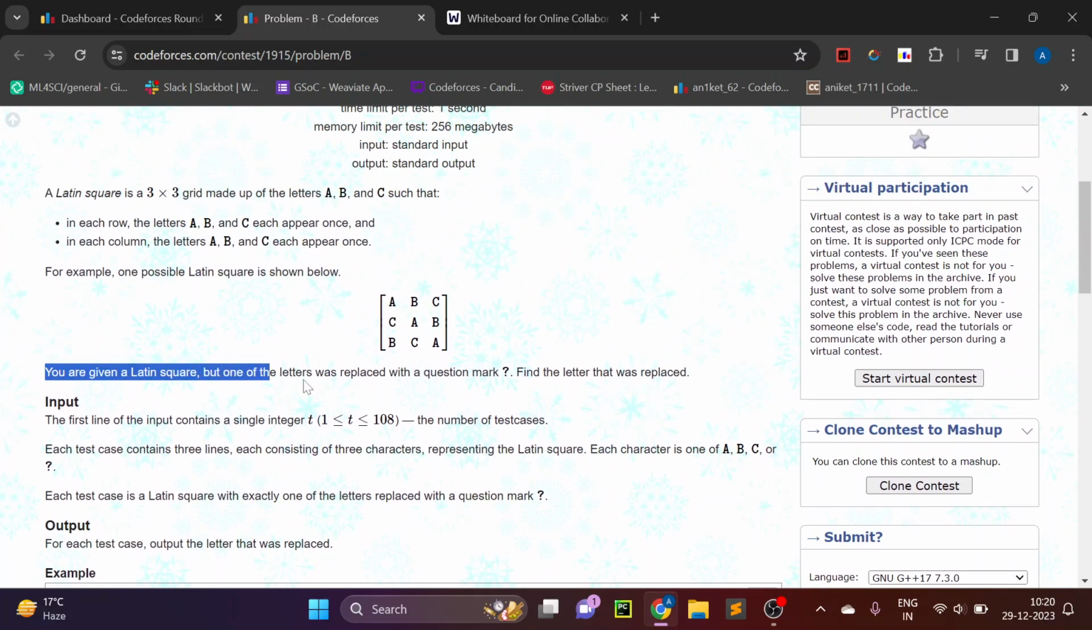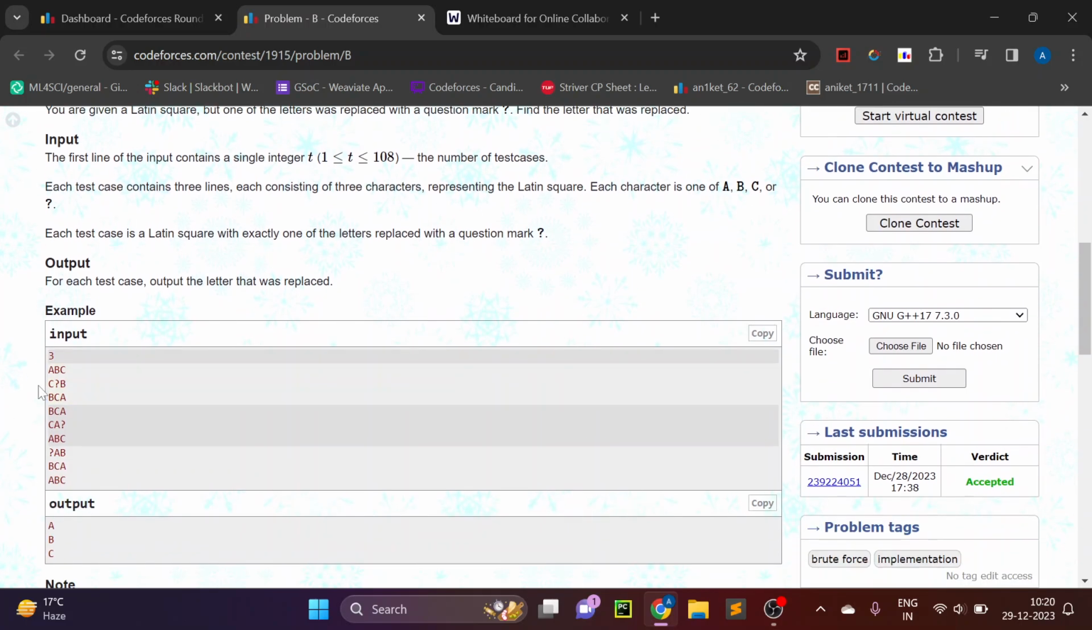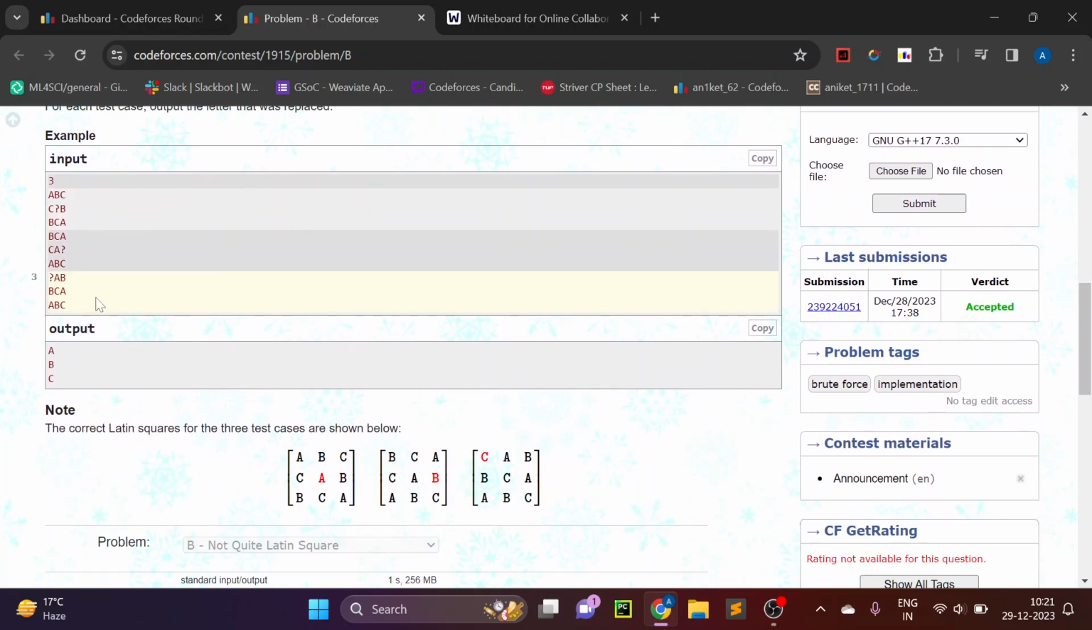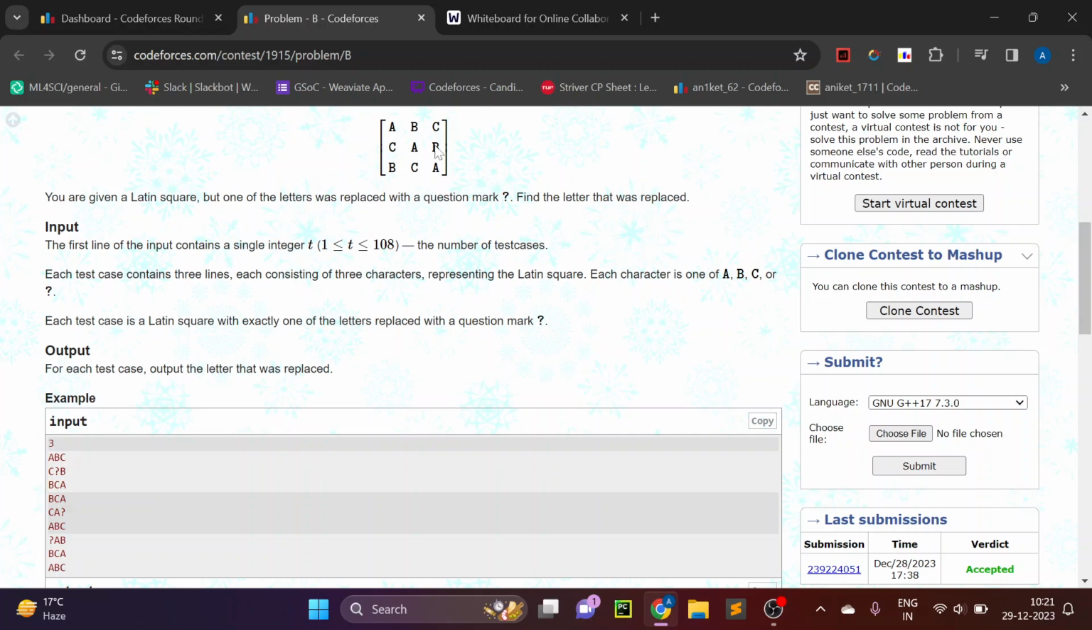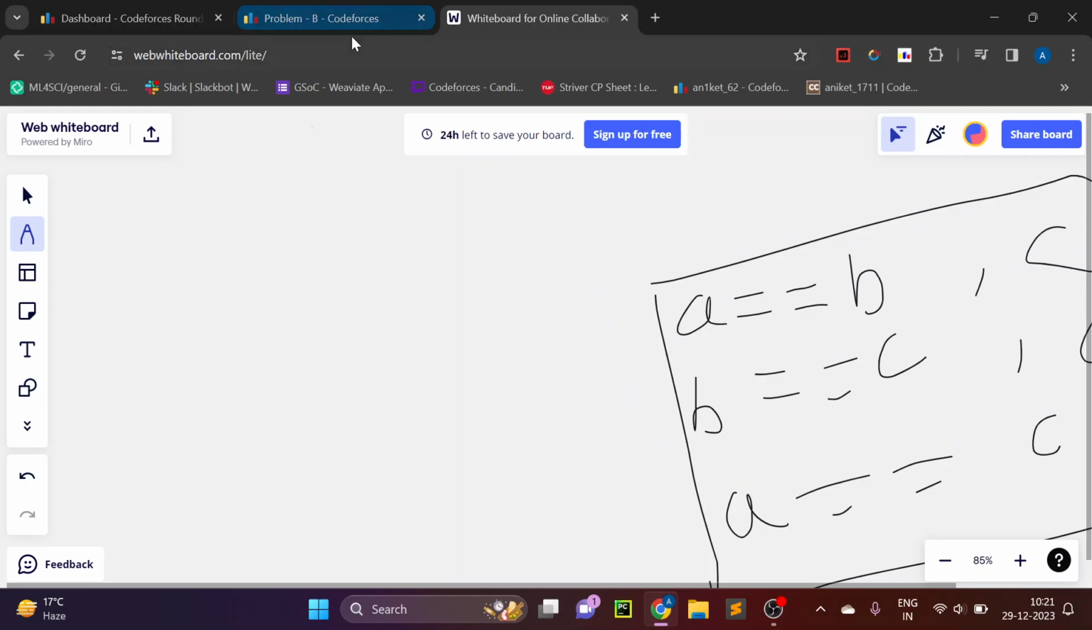Now we are given a grid where one of the spaces is filled with a question mark instead of A, B, C. Now we have to replace that question mark with a character from A, B, C, such that after replacing, the whole grid is a Latin square. Now there is just one simple observation.